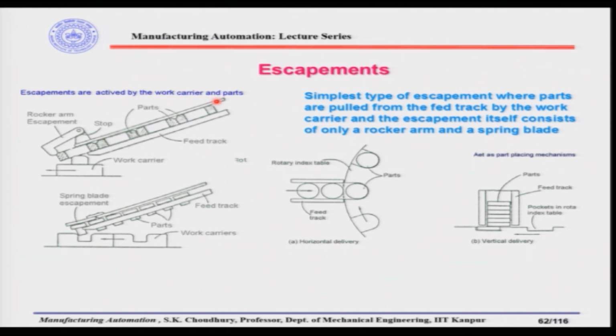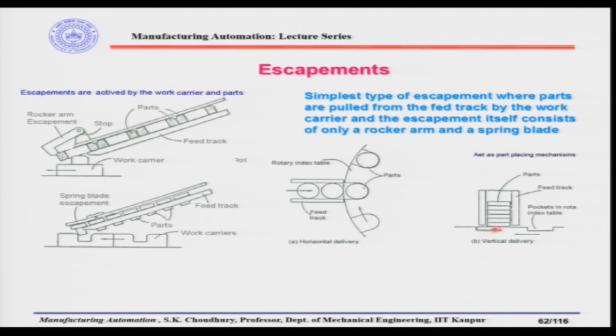All right. Let us see here. Here these are the two line diagrams. These line diagrams are given for the feed track here, and this is the rotary indexing table, and the feed track is connected directly to the rotary indexing table. This is the simplest type of escapement where parts are pulled from the feed track by the work carrier. So, these are the feed tracks and the parts will be pulled by the work carriers which are located here on the indexing table.